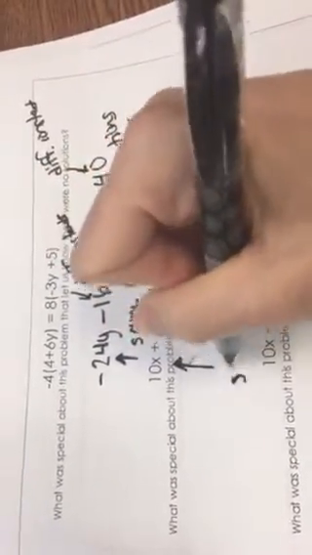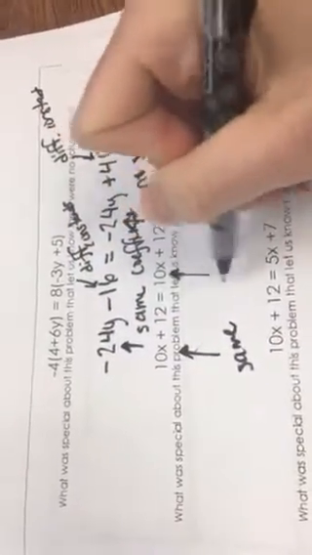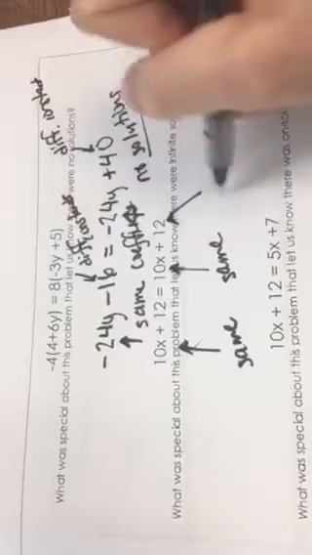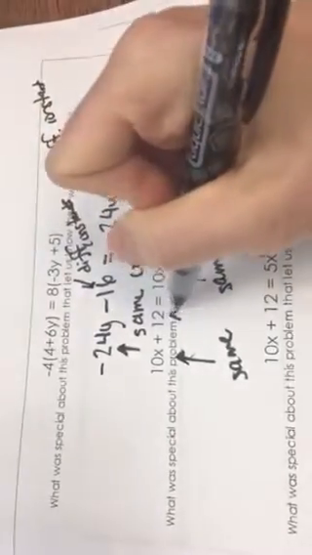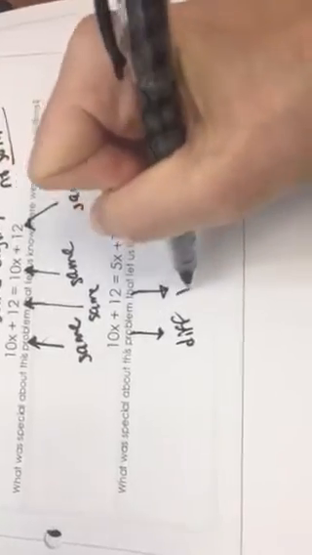Okay, here in the next problem, 10x plus 12 equals 10x plus 12. Well, I have the same coefficient and I have the same constant. So what does that lead me to understand? That I'm going to have an infinite amount of solutions. And then here, I have something different for every term. And that's going to lead me to the idea that I only have one solution.